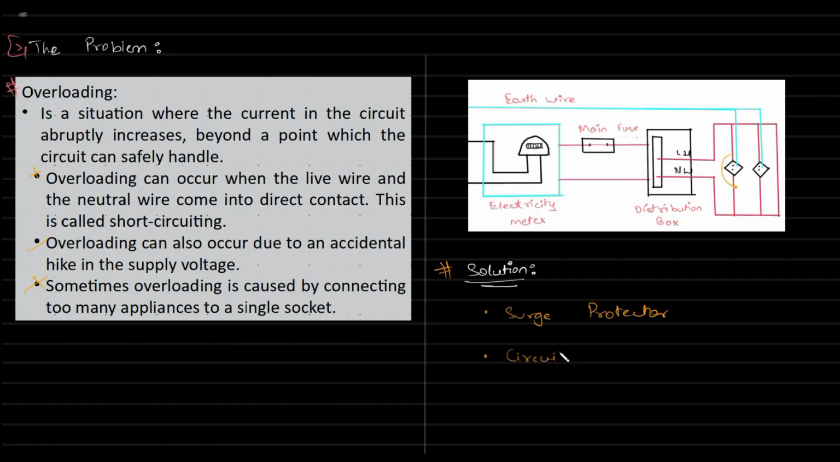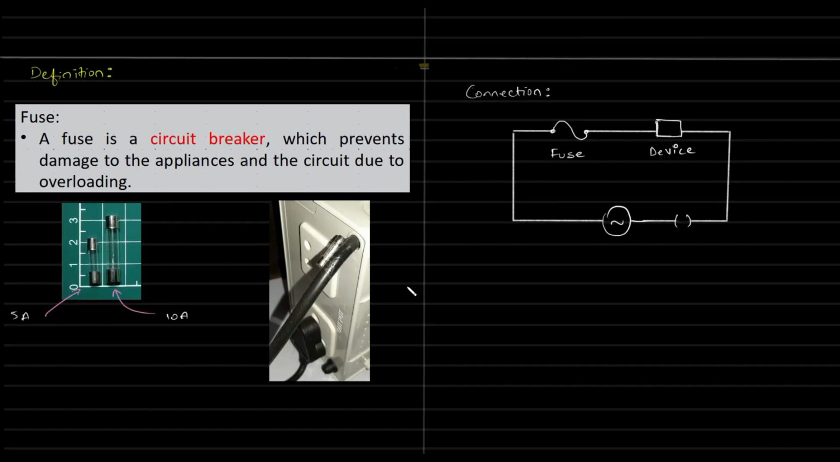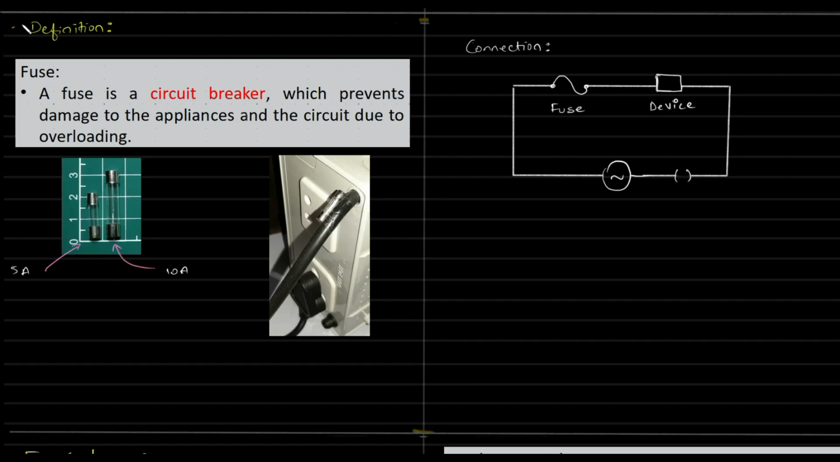Then you have circuit breakers. Again, all of this is the same thing, just different names. So under this you have fuse. One of the things we have to discuss over here is fuse. So I have written over here, fuse. Let's see what this fuse is and how it will help with our overloading.